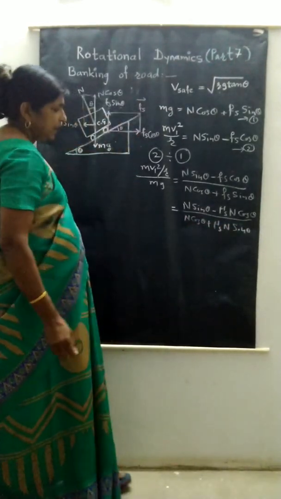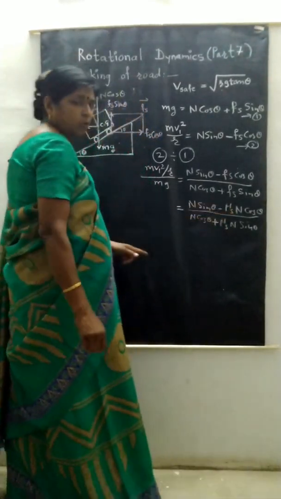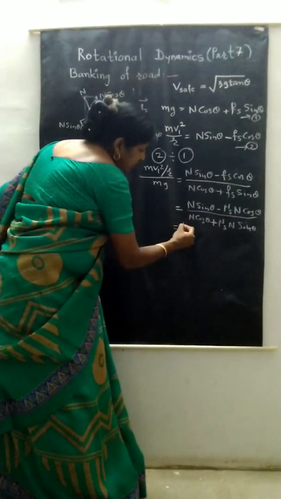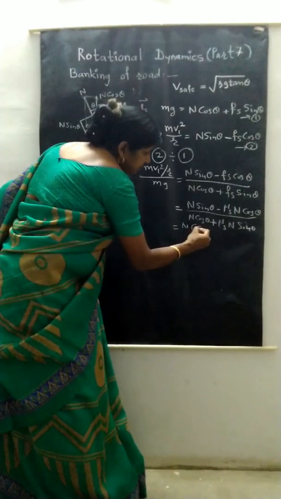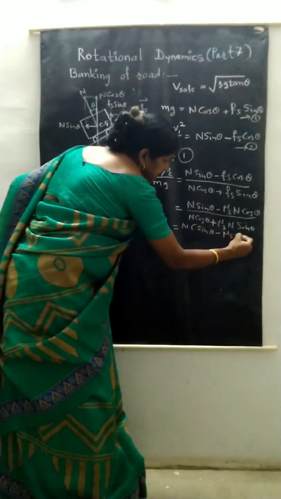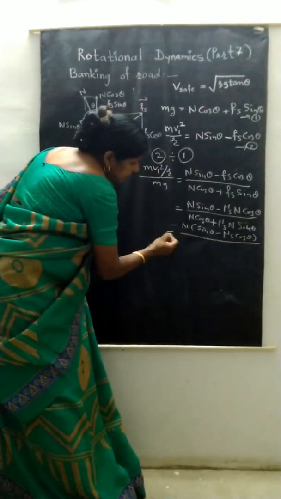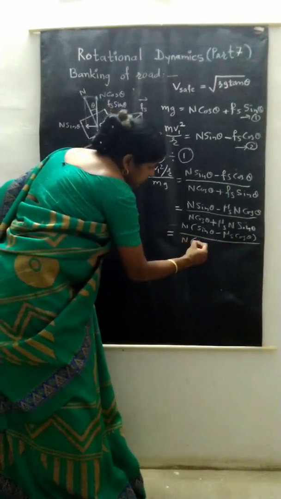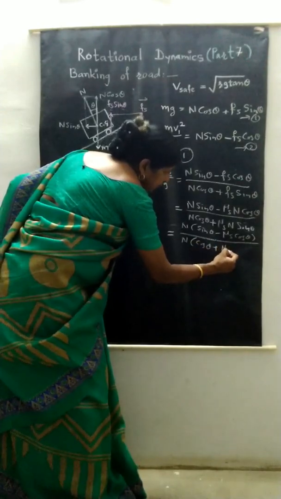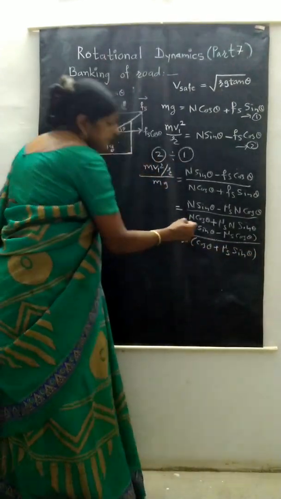Now n is contained in each term on the right hand side. Therefore, let us take n common. In bracket sin theta minus mu s cos theta, divided by n common again, cos theta plus mu s sin theta. So n will cancel with this n.